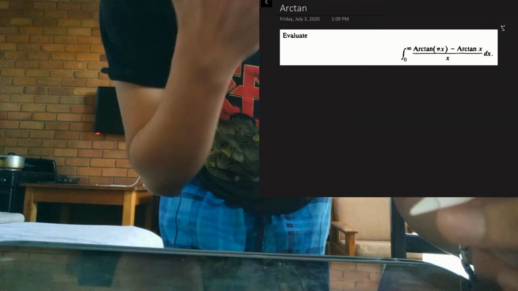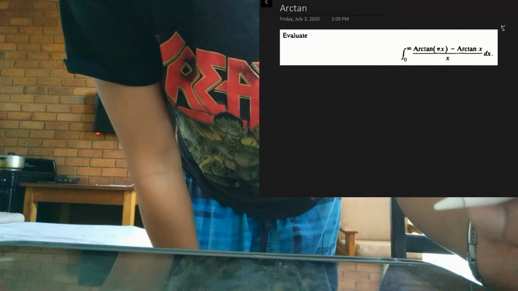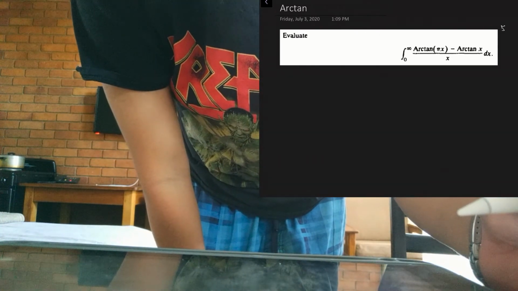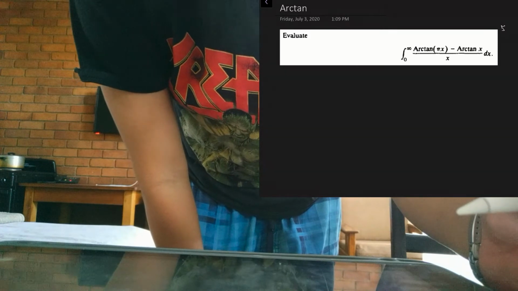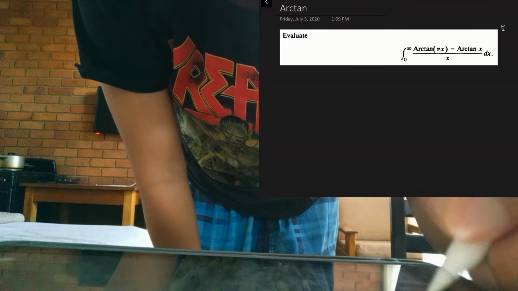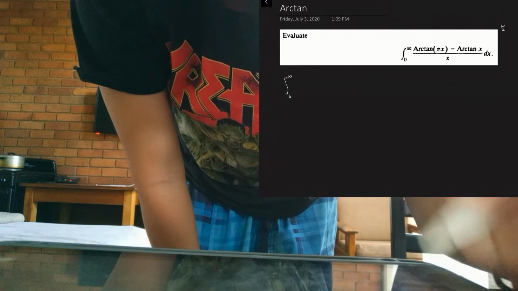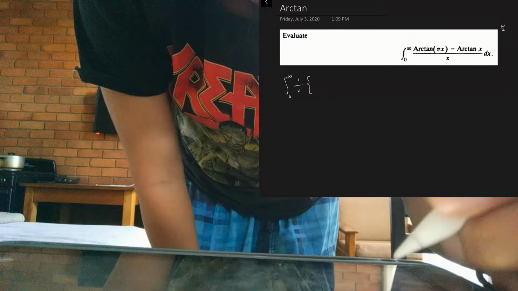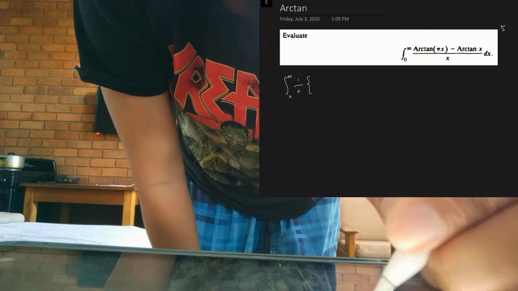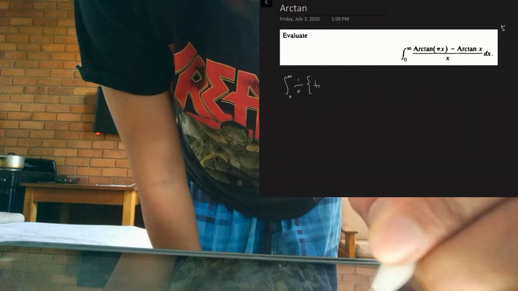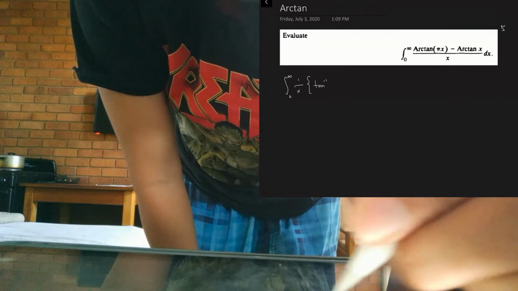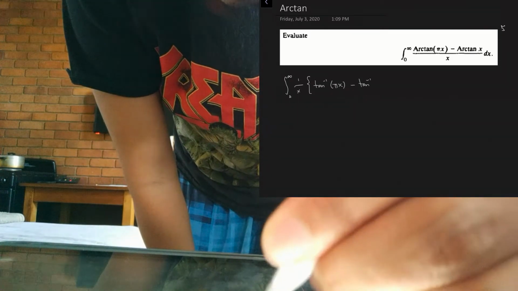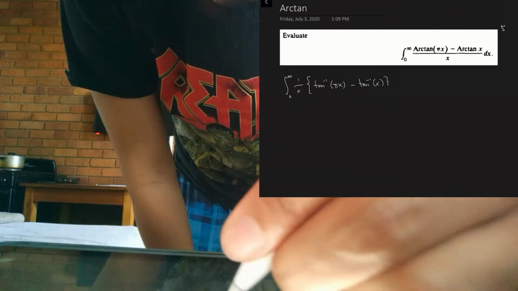5. Okay, the problem reads: evaluate the integral from 0 to infinity of (arctan(πx) − arctan(x)) over x dx. One thing that I've noticed is this whole thing, let me write it as 1 over x times the numerator. Instead of writing arctan, let's use the modern notation: tan^-1 of πx minus tan^-1 of x, dx.